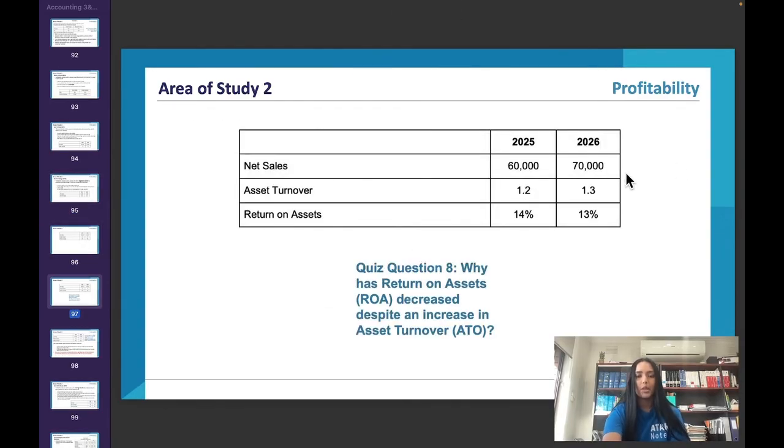Okay, so you really need to understand the relationships between the different financial indicators. How is net sales related to asset turnover, related to return on assets? In this case, we have these three financial indicators for 2025 versus 2026. And the question is, why has return on assets decreased despite an increase in asset turnover?